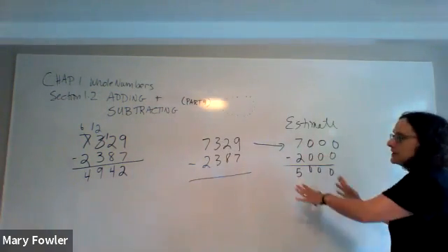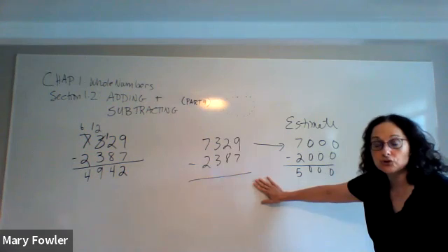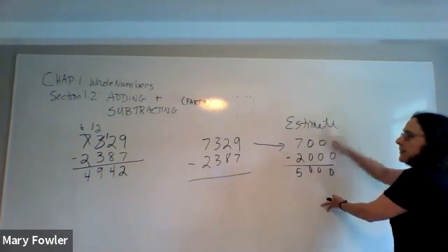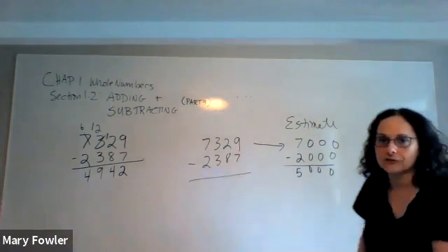And even if we didn't have the time to do the exact problem and we just wanted to estimate, we could come up quickly with an answer of 5,000.